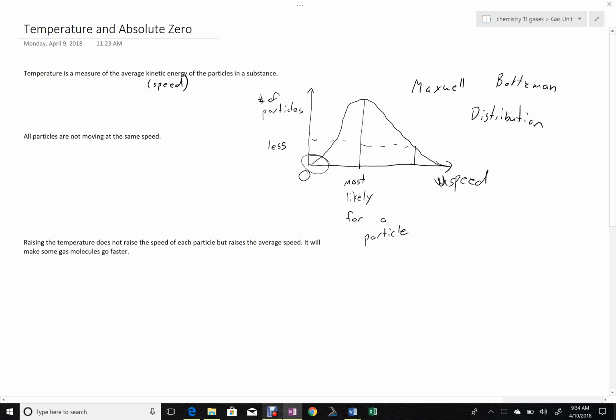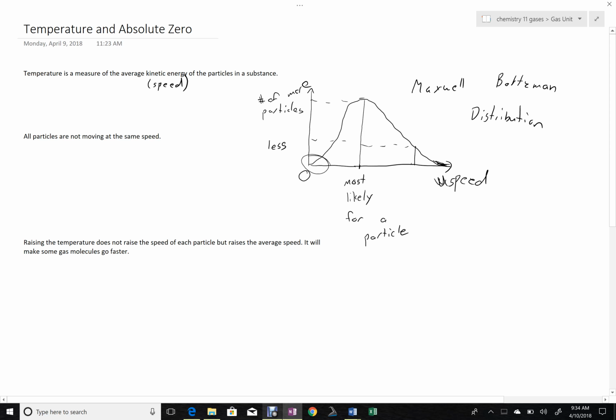You have some particles that are going at almost 0 meters per second, and then you go up to the most likely, where particles might be traveling around at whatever this speed is, and then at higher and higher speeds you have fewer and fewer particles until effectively you get down to the maximum speed of the particles, and there's very few particles traveling at those very fast speeds. So here we can see we have more particles at this speed and fewer particles at this speed.